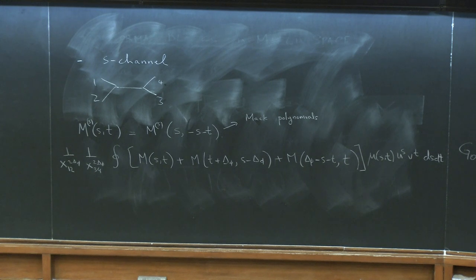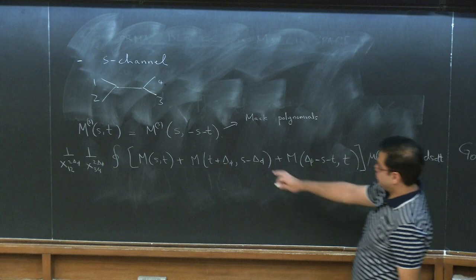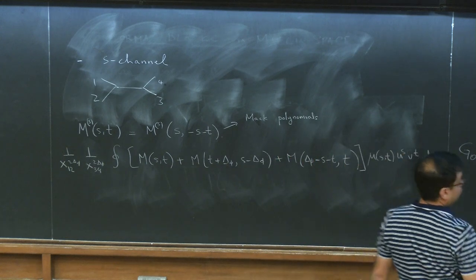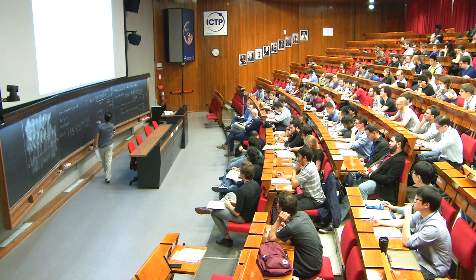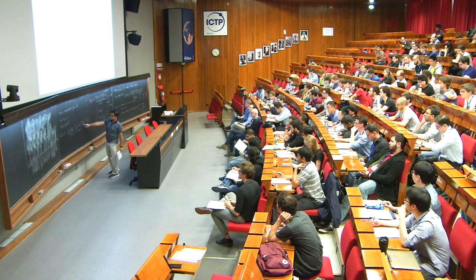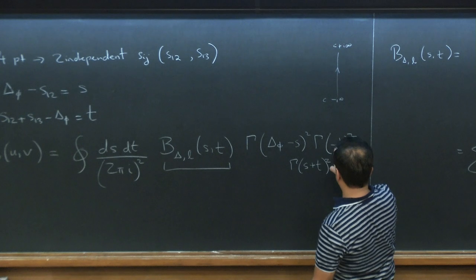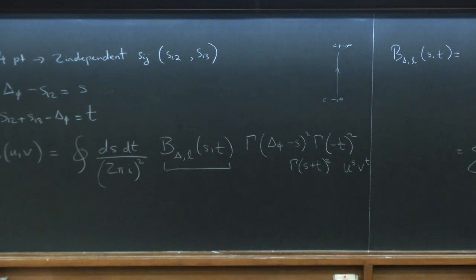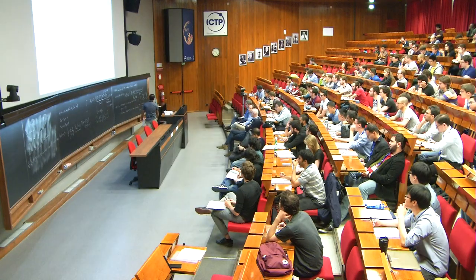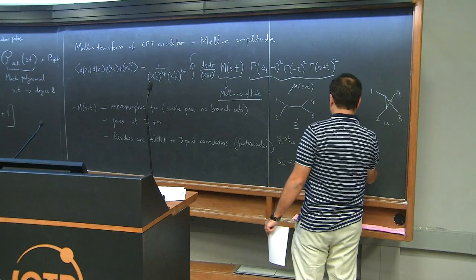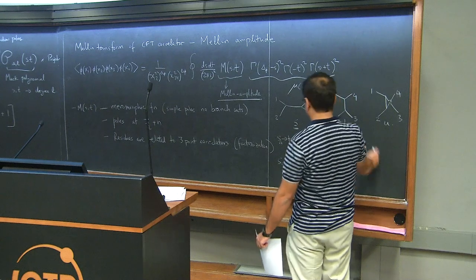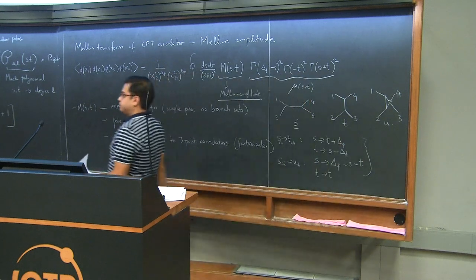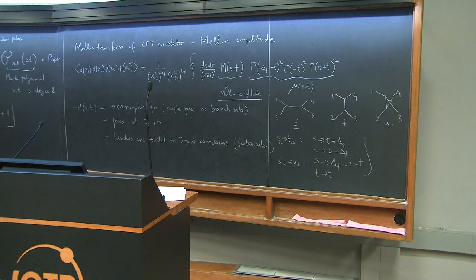And this is actually important to show that this is true. This measure factor that I've pulled out, which is gamma of delta phi minus S squared, gamma of delta phi minus S squared, gamma of minus T squared, gamma of S plus T squared, is actually invariant under all three transformations. Both of these transformations. Is that clear?